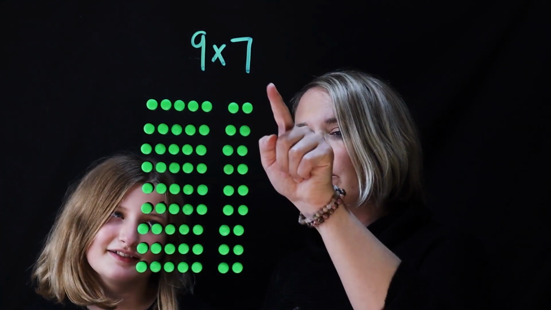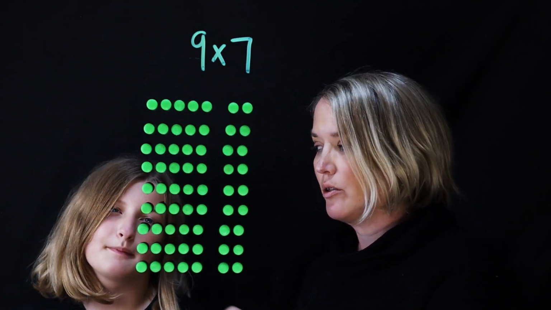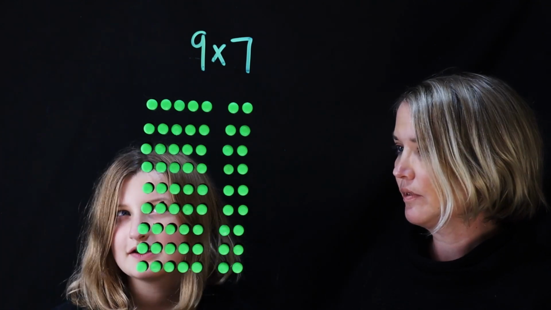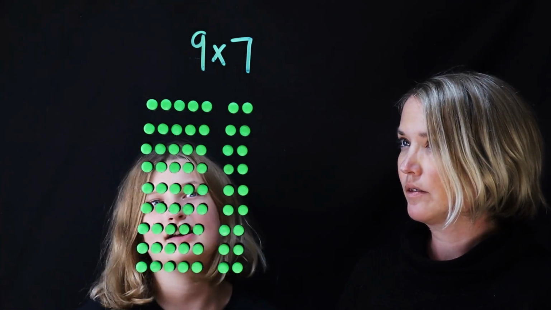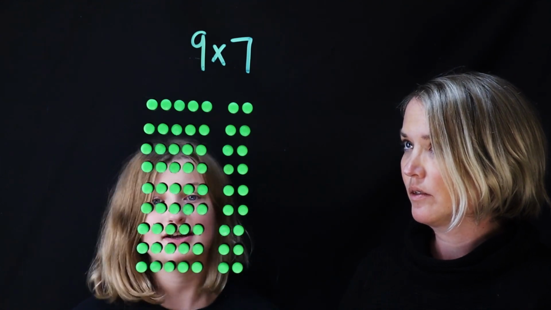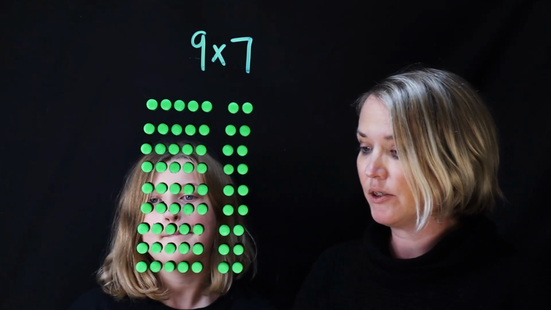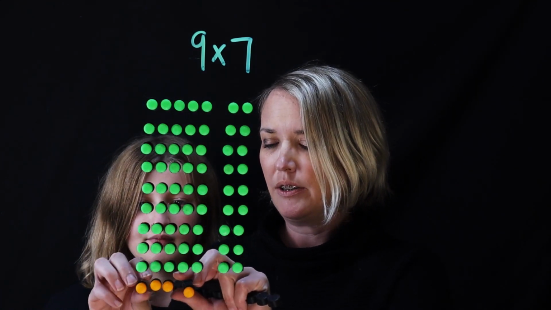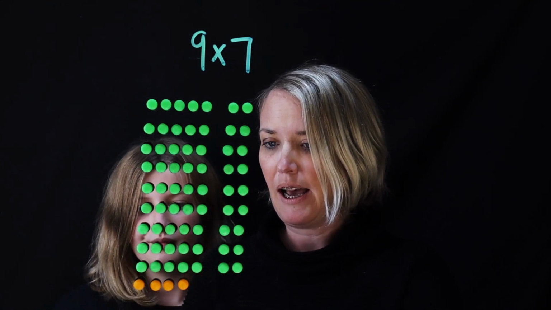To figure out 9 times 7, we have to figure out how many there are here in total. I think what I'm going to do today is I'm going to say instead of 9 times 7, I'm going to do 10 times 7. Oh, okay. So this was 9 groups of 7, but you're actually going to think about 10 groups of 7. So I'm going to add these orange ones in here.